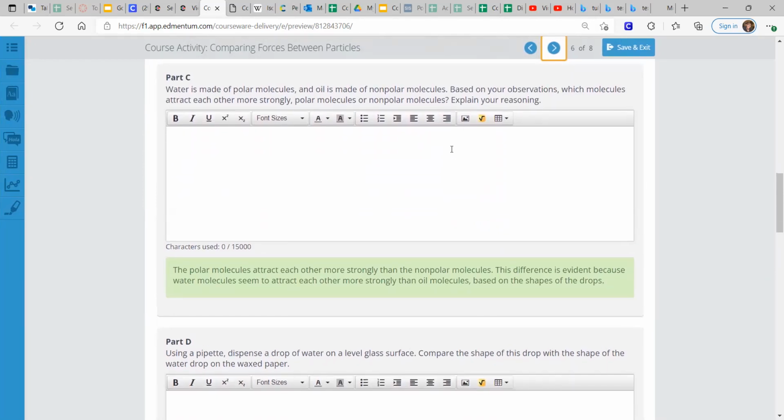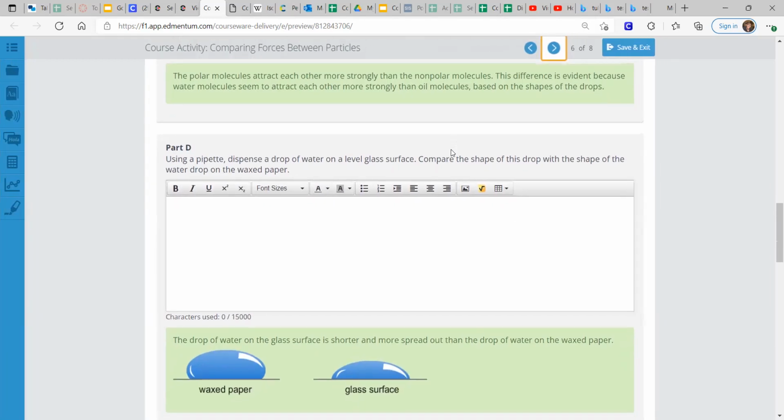Water is made of polar molecules and oil is made of nonpolar molecules. Based on your observations, which molecules attract each other more strongly? Polar molecules or nonpolar molecules? It seems that the polar molecules attract each other more strongly than the nonpolar molecules. This difference is evident because water molecules seem to attract each other more strongly than oil molecules based on the shapes of the drops. Using a pipette, dispense a drop of water on a level glass surface.